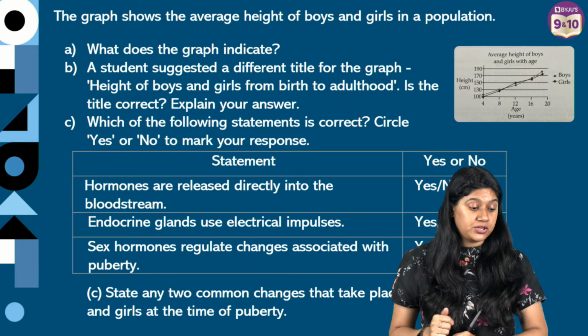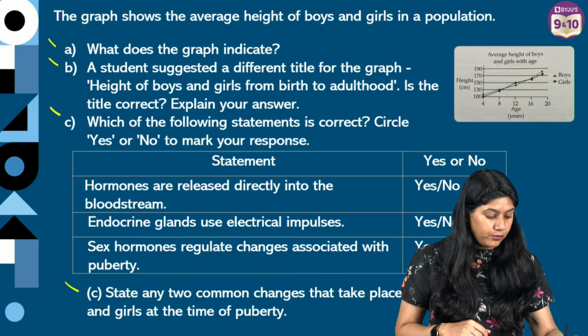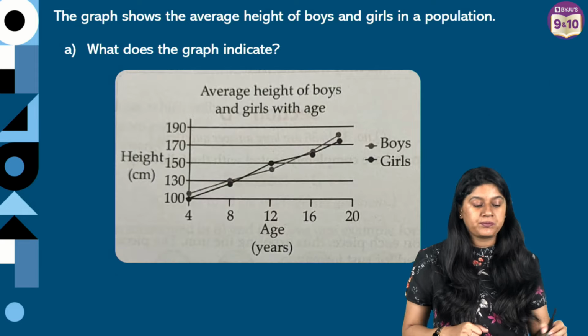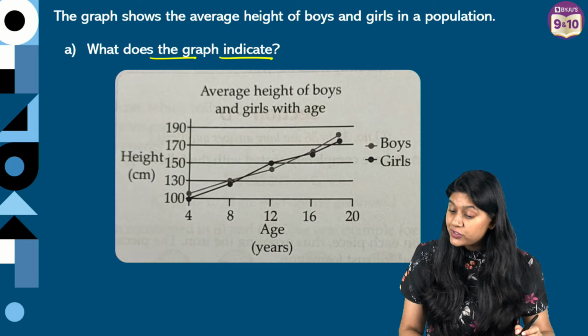Let's take a look at the questions that are being asked. Over here, we have the 3 questions. We'll read the questions, right? And over here, we have the OR part also. So, let's start with the very first question. The question is that, what does the graph indicate? Very easy for us to find, right?